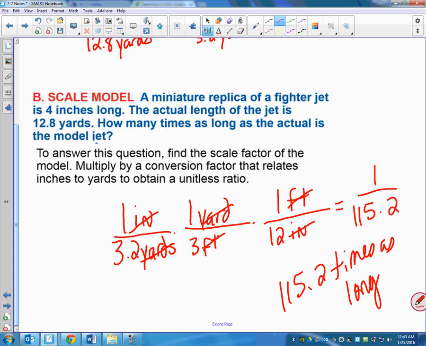So if they ask you to figure out how much longer the actual one is, or how much bigger the actual one is, you have to do the unit conversion. It's fun. Makes it so complex. So I like writing things.